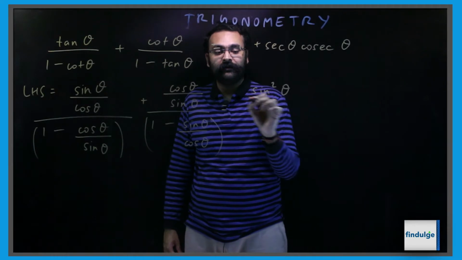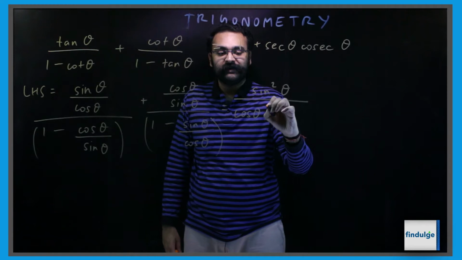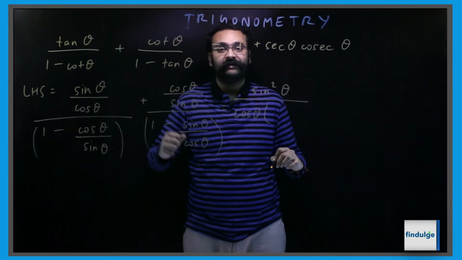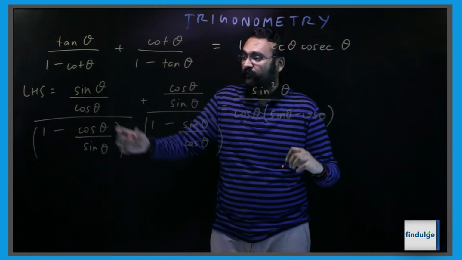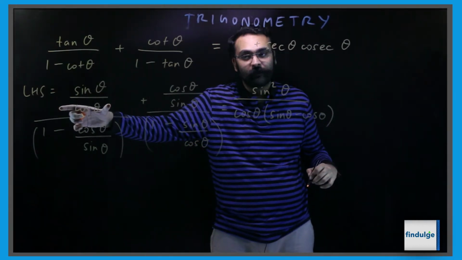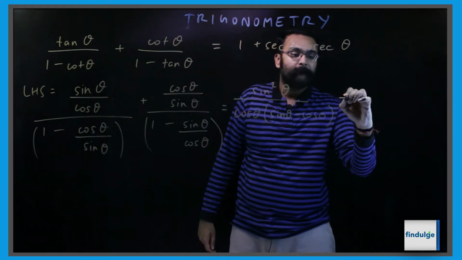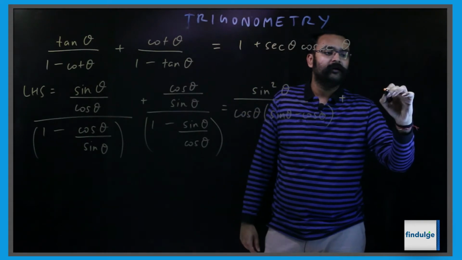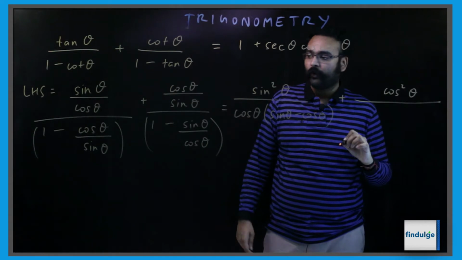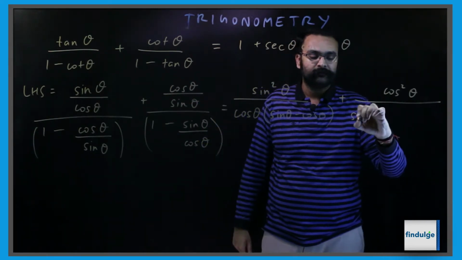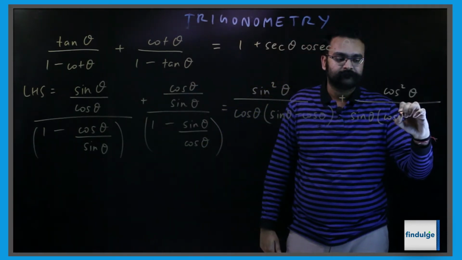sine square theta upon cos theta into sine theta minus cos theta. Why? Cos theta was already in the denominator and this is sine theta minus cos theta. Plus, similarly here we get cos square theta upon sine theta into cos theta minus sine theta.